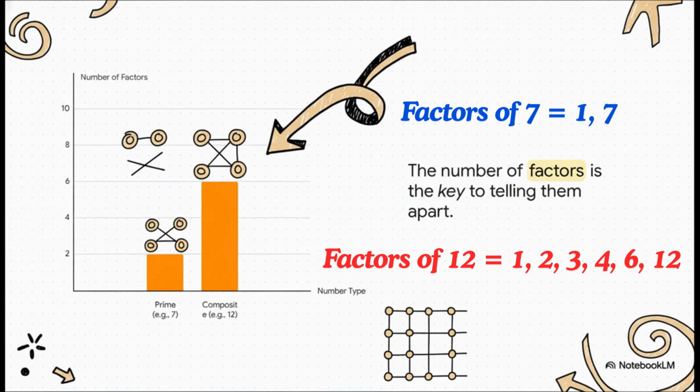A prime number, like 7, only has two factors. That's the first bar. But then you look at a composite number, like 12, and wow, it has 6. So counting the number of factors is really the key to telling them apart.